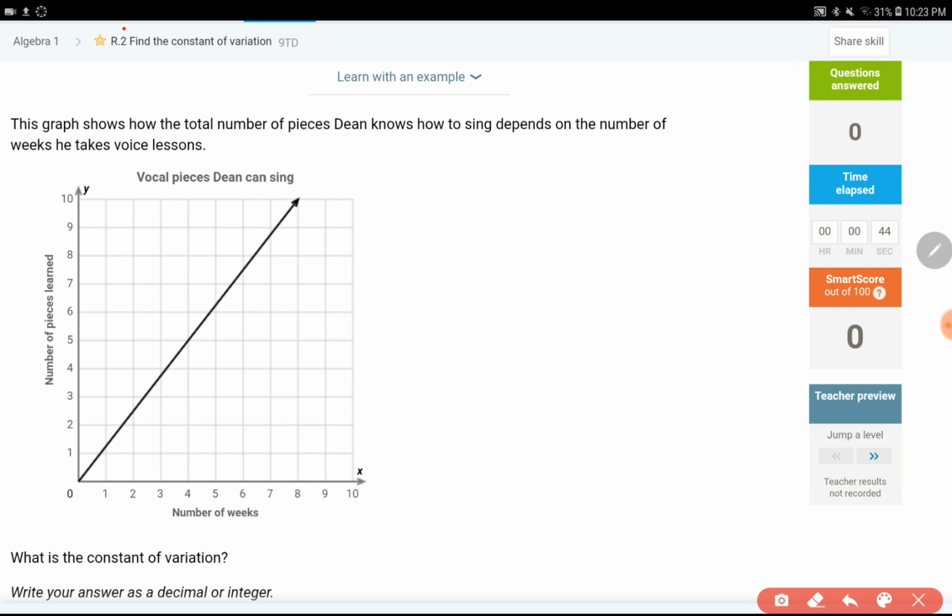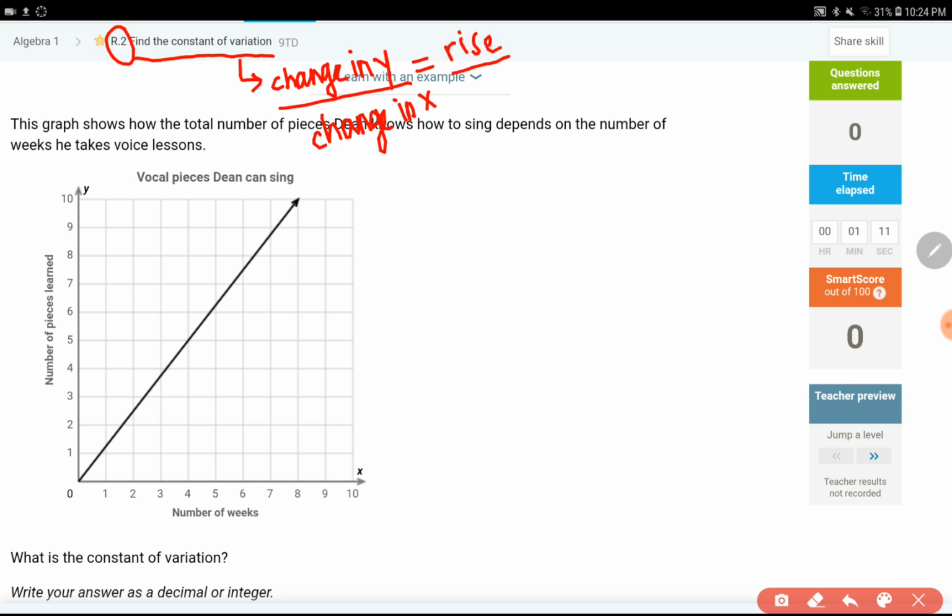It's on IXL R.2. It is about finding the constant of variation. Constant of variation is about change in y over change in x. Change in y is how much you go up and down. It's pretty much the same as rise. Change in x is all about the horizontal difference, how many units you go from left to right or from right to left, which means it is about run.